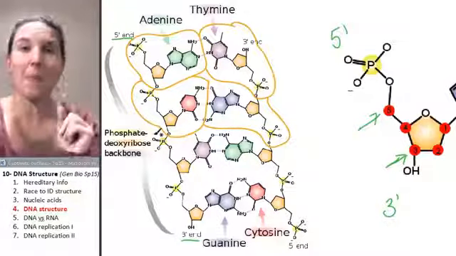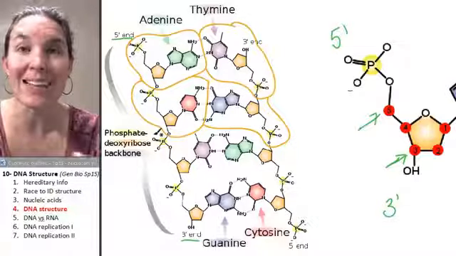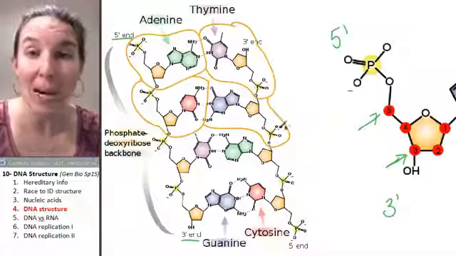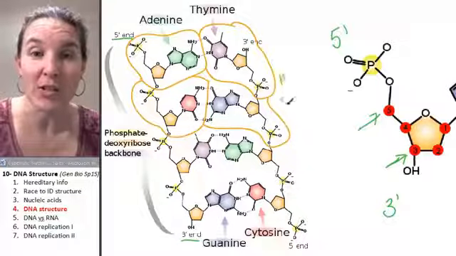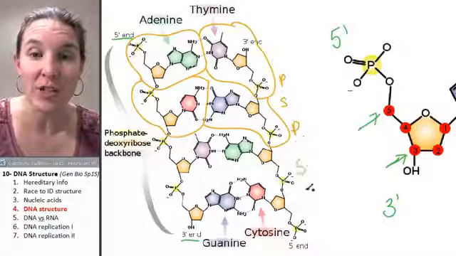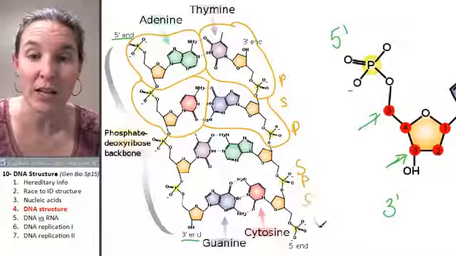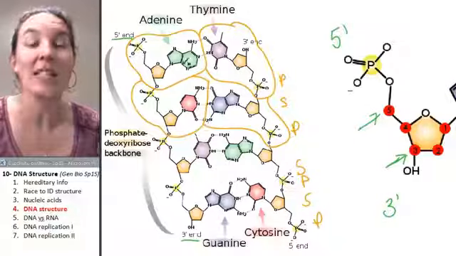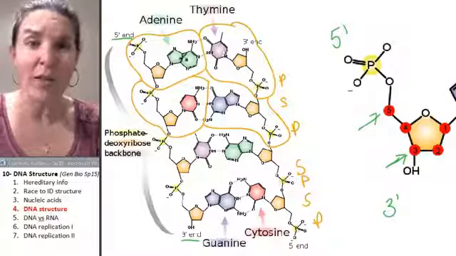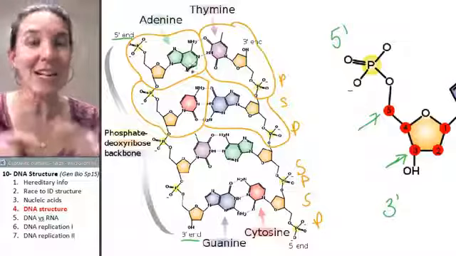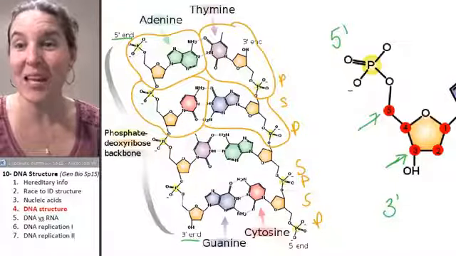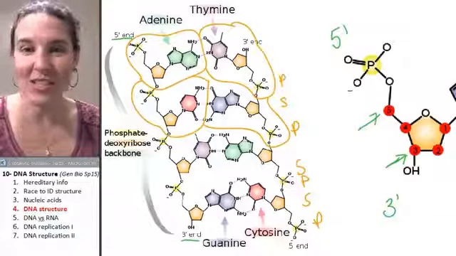In my double helix, it's like a ladder, and you have a sugar phosphate backbone. Here's a phosphate, here's a sugar, here's a phosphate, here's a sugar, and so on. Same thing on the other side. And then we've got these ladder rungs, which are the nitrogen bases. The nitrogen bases connect to each other with hydrogen bonds. Those are the dotted lines that you can see there.